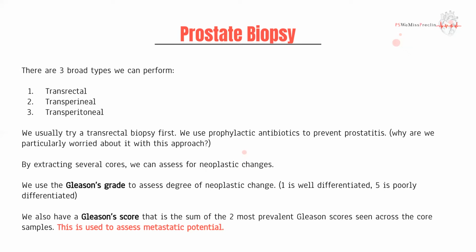So let's say you have 10 cores, for example. The Gleason's grades you see are, let's say, 5 of them have grade 1, 3 of them have grade 2, and 1 of them has grade 3, and 1 of them has grade 4. So the Gleason score in this case is going to be the sum of the 2 most prevalent grades, and that's going to be the 5 1s and the 3 2s. Your Gleason score in this case is going to be 1 plus 2, which is 3. And this score is used to assess metastatic potential. So remember, Gleason's grade is grading, score gives us our metastatic score.